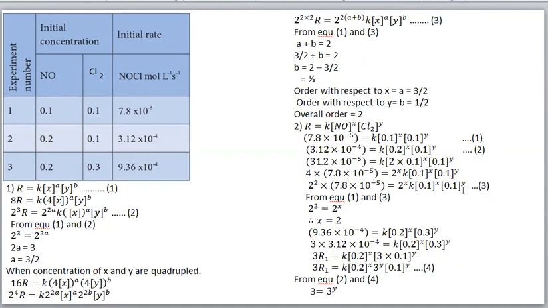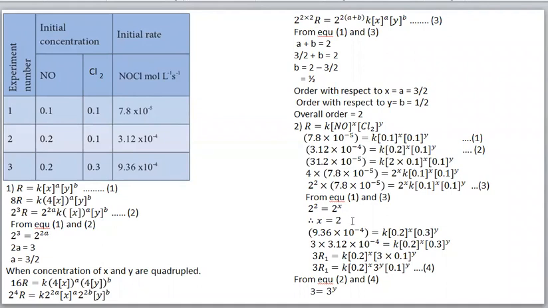Okay. Now we can compare equation 1 and 3. That means equation 3 divided by equation 1. Okay, you see. So these terms cancel. The remaining is 2 to the power 2 is equal to 2 to the power X. Therefore, X is equal to 2. The power you see, here X, here 2. Okay. So X value we found out.